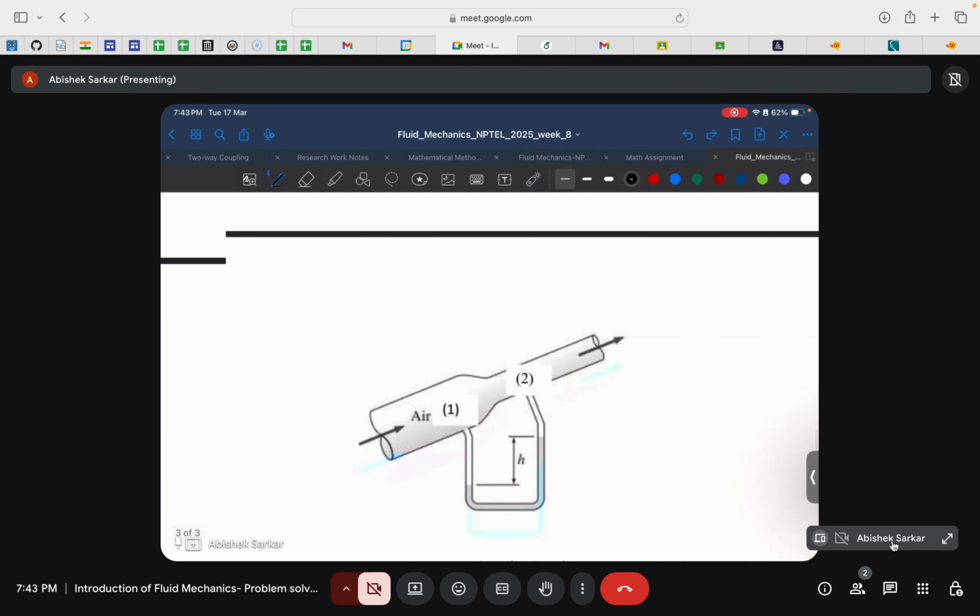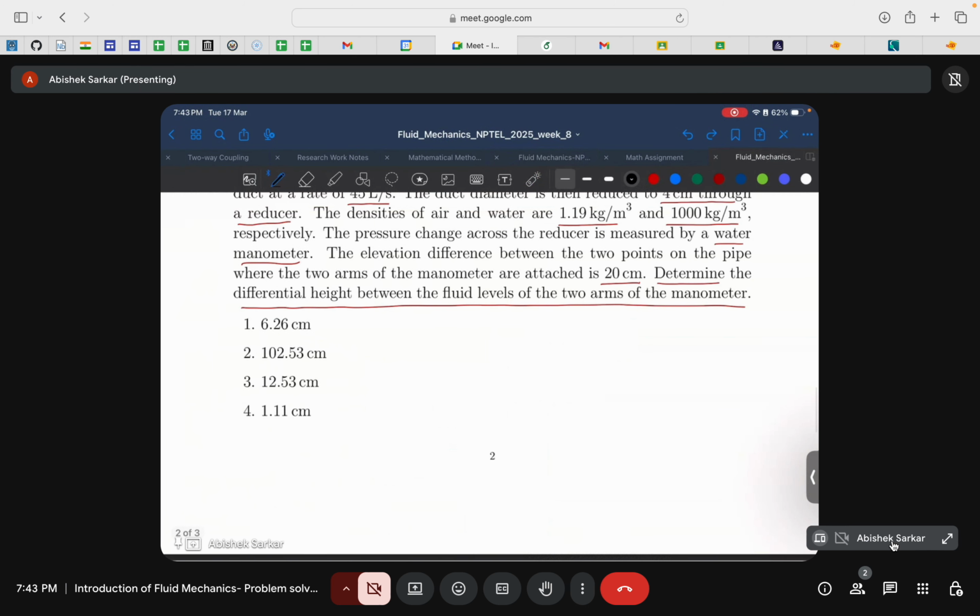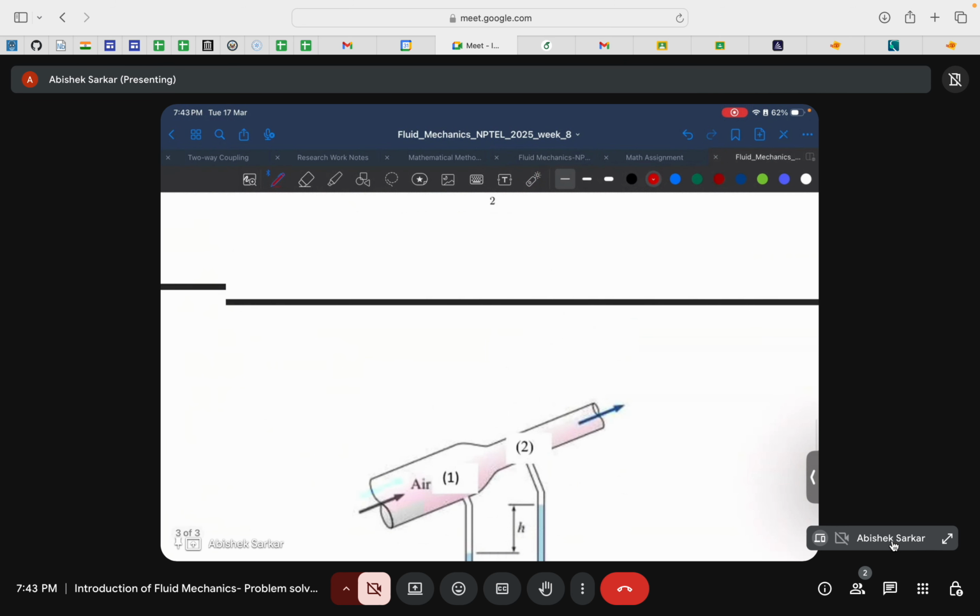So the correct option here would be option number 1, 6.26 centimeter. I hope the example was clear. Now let us look into the final example for today's class.